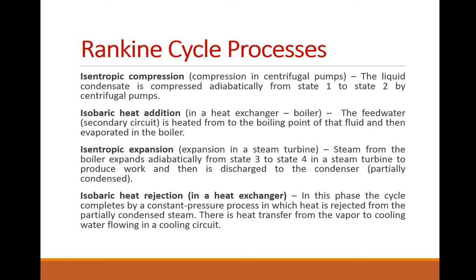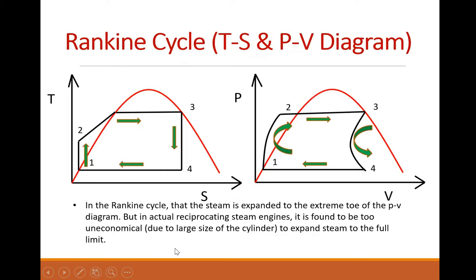Then at the last stage in the condenser, we are reutilizing the heat energy out of that steam and again condensing it into the liquid state, which can be further reutilized in the boiler. So there we are having a heat rejection process, but again it's isobaric, meaning we are making sure that the pressure remains constant. So these are the 4 steps that go on in the Rankine cycle process.